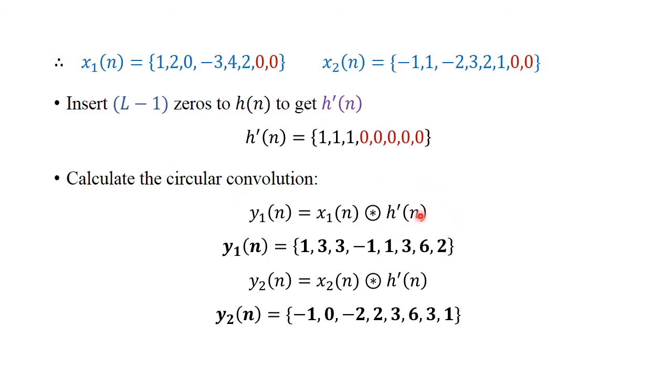Actually, at this point you must show the calculation procedure. You can make use of the matrix method, time domain or frequency domain, but you must show the calculation over here. Since the calculation becomes a little longer, I have avoided the calculation procedure of the circular convolution, but you must show it. So we are going to get y1 of n like this. Similarly, y2 is x2 of n circularly convolved with h dash of n, so we are going to get this as the answer.